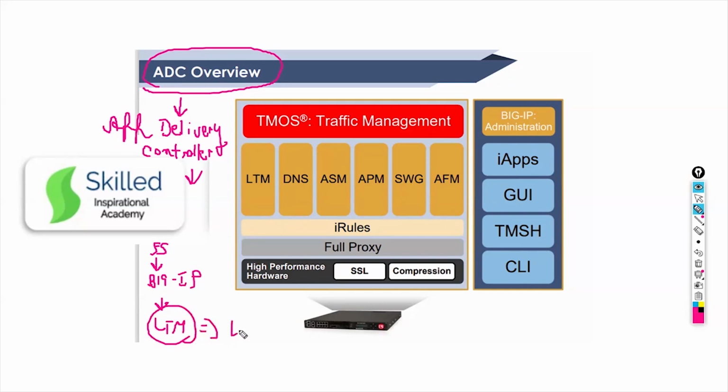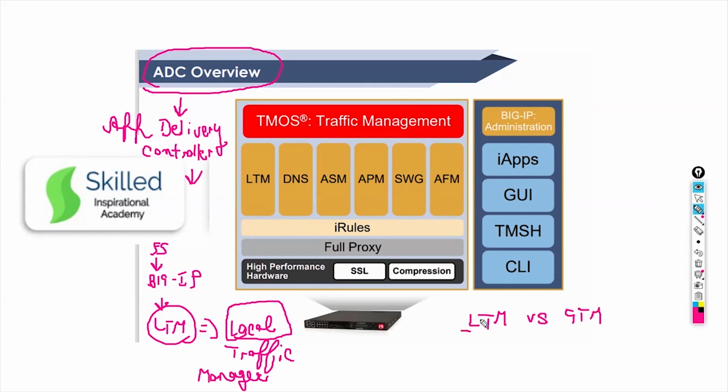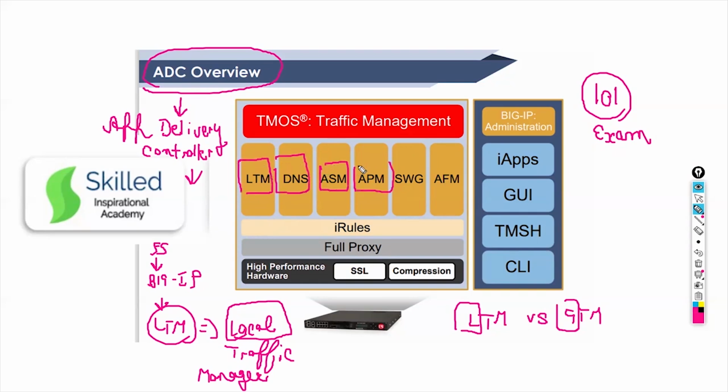And LTM is called your Local Traffic Manager. Why? Because you are only load balancing within a data center. That is why it is given the name local. As an interview, I will ask this question. What are the persons available in today's class? Let's say Ajit. Ajit, what is the difference between LTM versus GTM? What does L define? What does G define? Simple question. And this is a question which will be asked in the 101 exam also. You should know what is the purpose of LTM, what is the purpose of DNS, what is the purpose of ASM and APM.